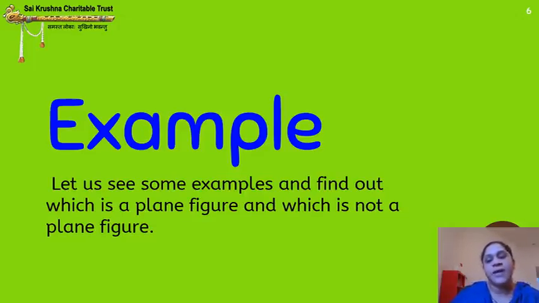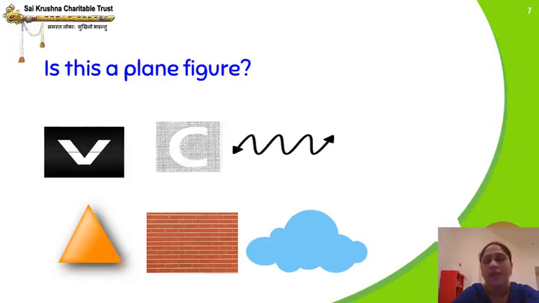Okay, let's see some examples and find out which is a plane figure and which is not a plane figure. So here you can see the letter V. You can see that it is open and it is not closed. And you see C, it is going round and it is not closed. And this is a zigzag line which is also not closed. So all these are not plane figures, and these, as we said before, are plane figures because they are closed.